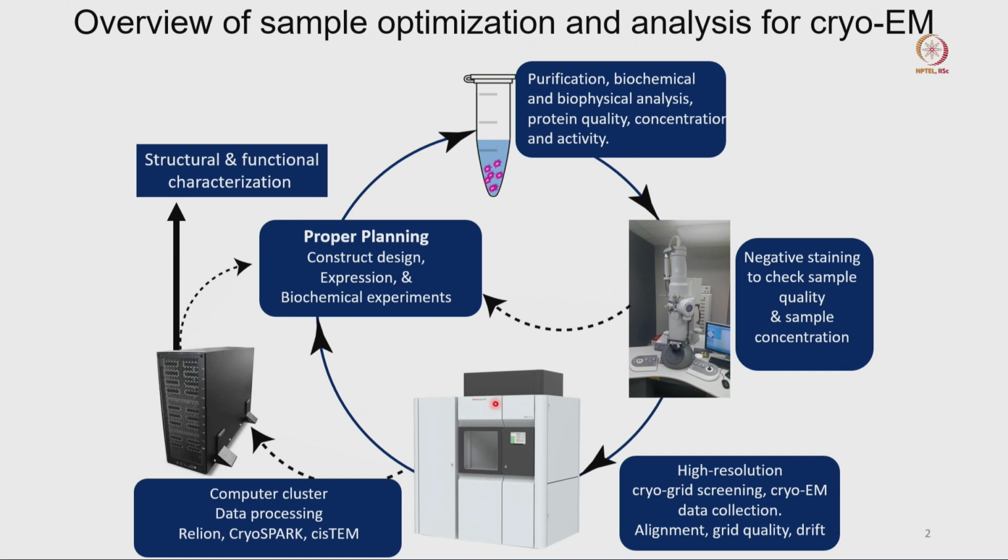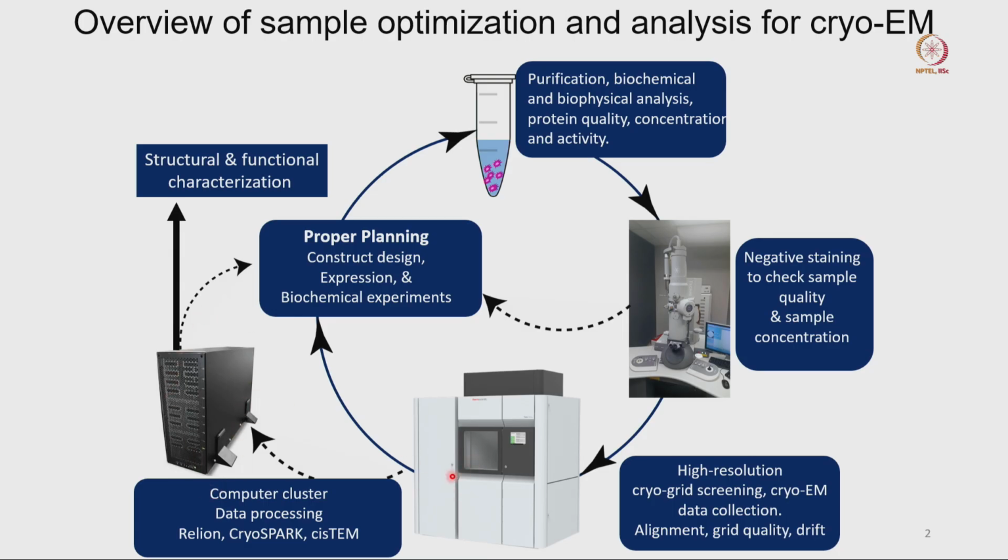This one is inside the box, the entire column and whatever components I discussed with you. So, here it is a 200 kV Talos Arctica, where we can screen the cryo-EM grid and do cryo-EM data collection, and then we will use this data and go for structural characterization.